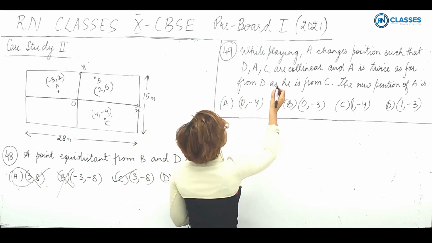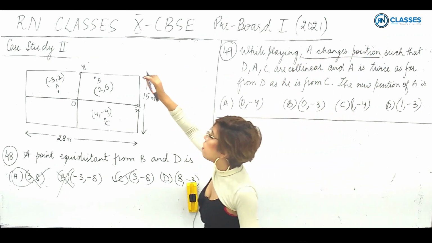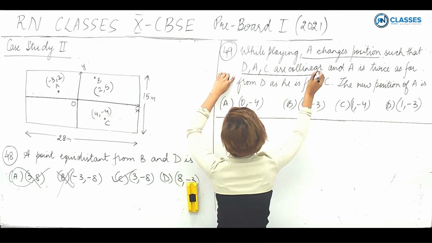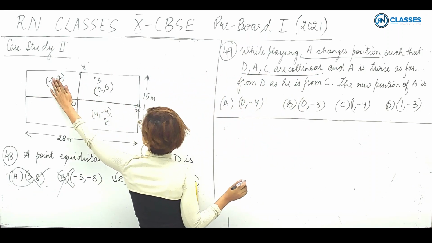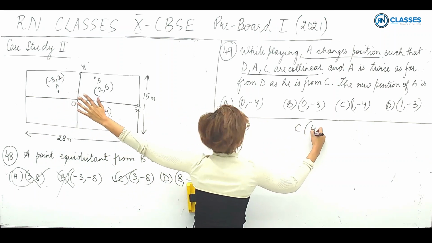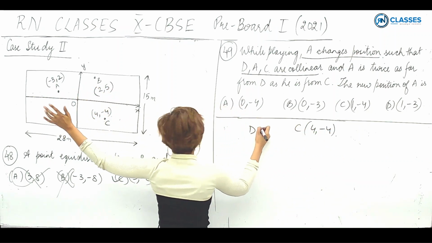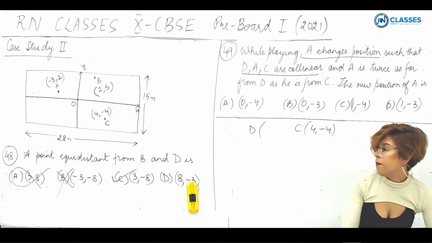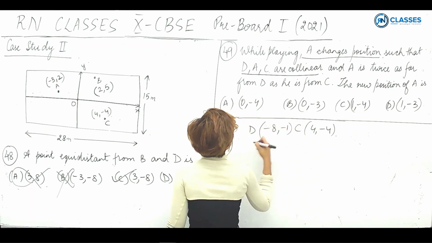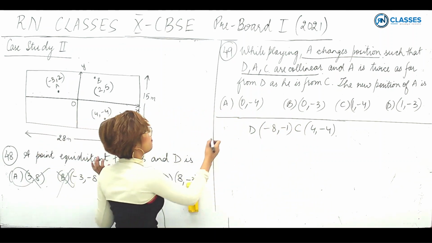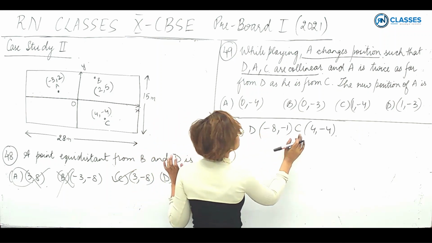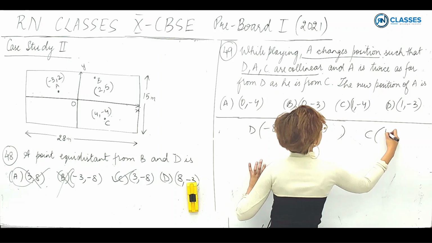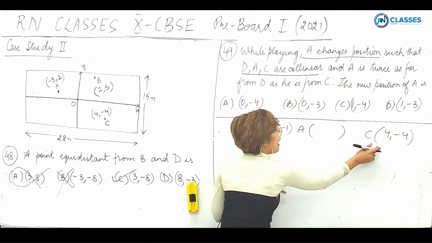Now while playing, A changes the position. So A was here. Now while playing, obviously he can change the position such that B, A, C are collinear, right? Now A is changing the position, C's position is 4 comma minus 4 and D we had found, it was, I forgot again, minus 8 comma minus 1, yeah, minus 8 comma minus 1, and A has changed the position, right? Now he says B, A, C, so let's keep room in the middle for A, B, A, C, they are collinear, as in they are in the same straight line.